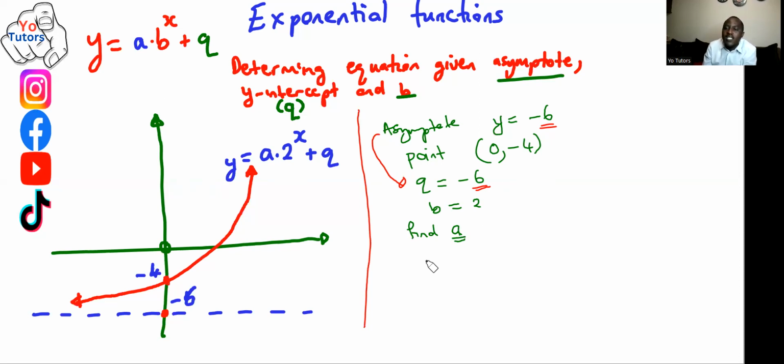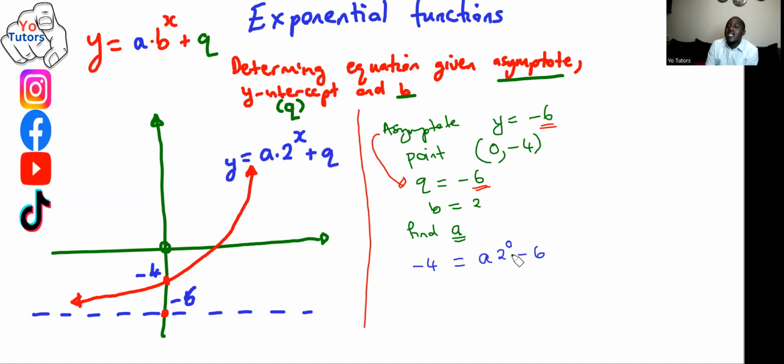So our Y in this case is -4, equal to... what about our A? We are looking for A. What about we have got a 2, what about our X is 0. And then we are saying what called -6, which is your Q.